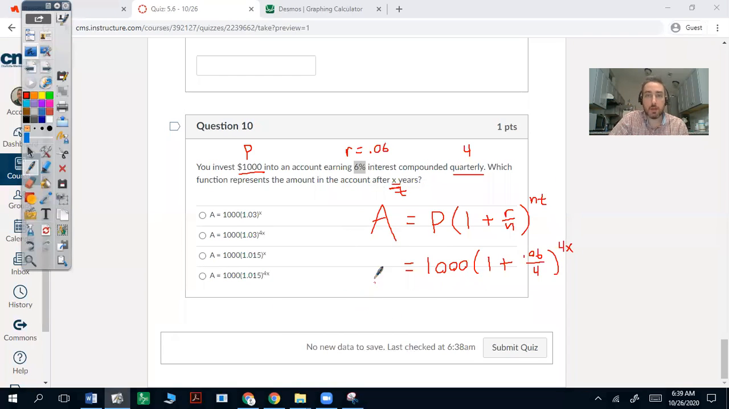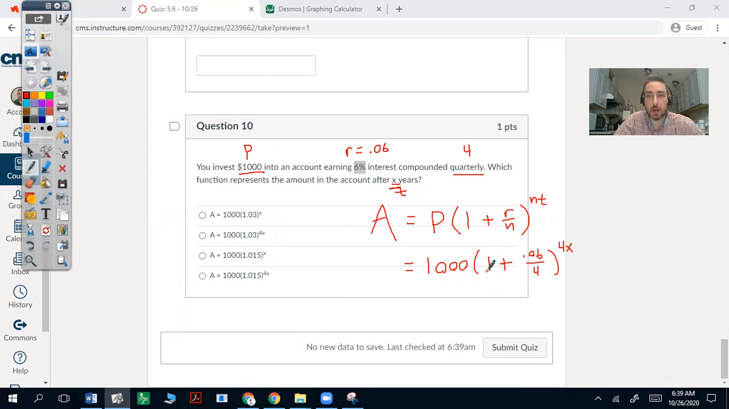Well, which one of those is it going to be? Well, we have the 1,000 and we have the 4x up there, the 4t. So it's got to have that in the exponent. You don't just want to have x because you're doing your quarterly compounding, so you got to make sure you multiply that by 4.